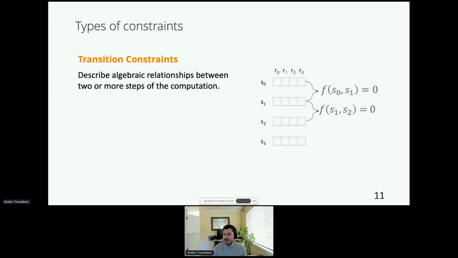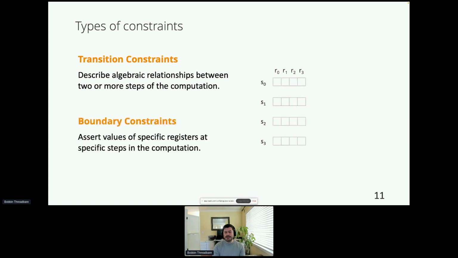When we evaluate these constraints, we apply the same function to every consecutive pair of rows. This is going to be our constraint evaluation step. I'll show a little bit of this later on.